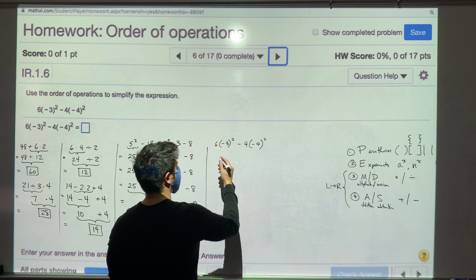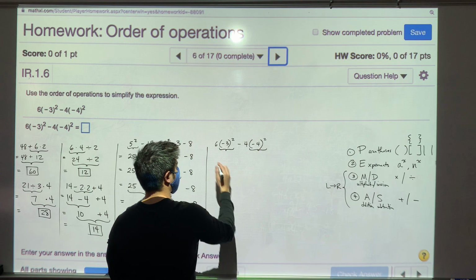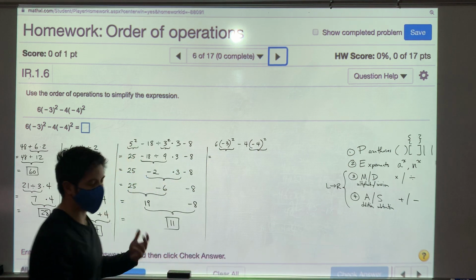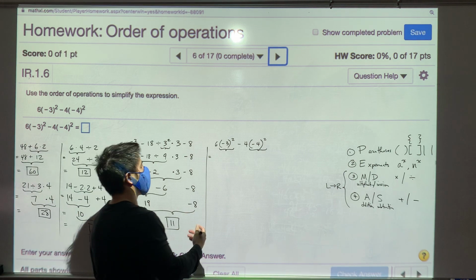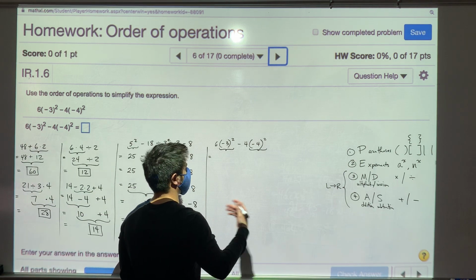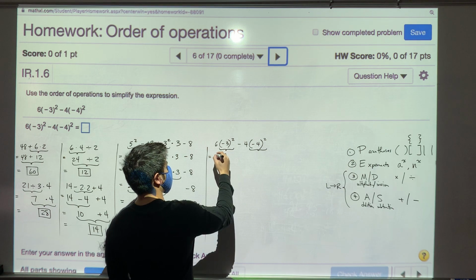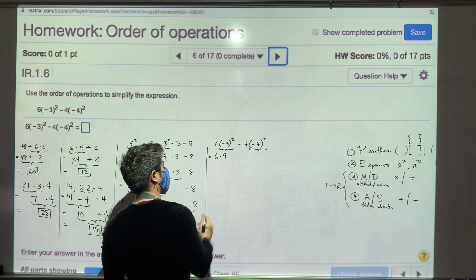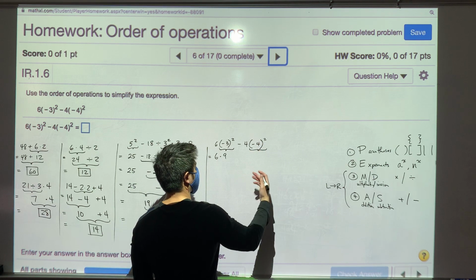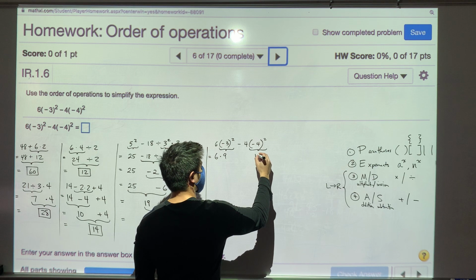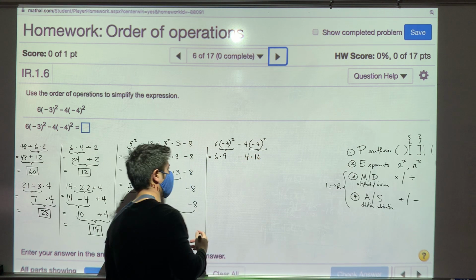So let's go do that. Negative 3 squared, negative 4 squared. We have duplicates of the same kind of idea in this problem. So what's negative 3 squared? Negative 3 times negative 3, which is a positive 9. And so that's going to be 6 times 9. What's this one? Negative 4 squared, negative 4 times negative 4, which is a positive 16, and that's going to get multiplied by a negative 4.